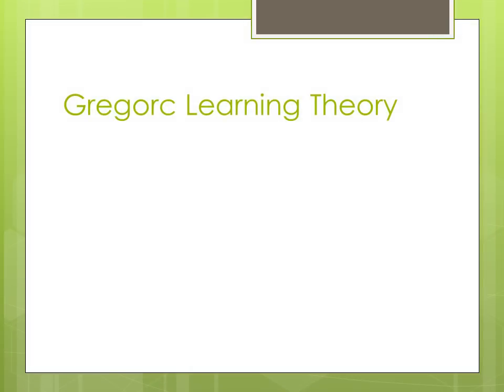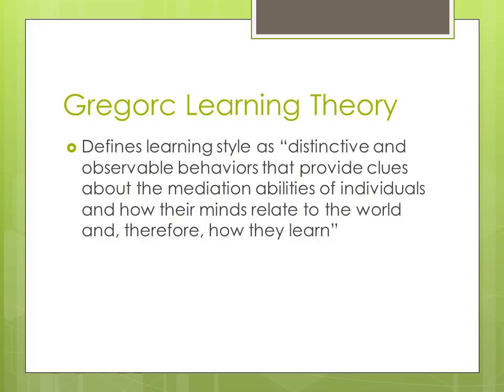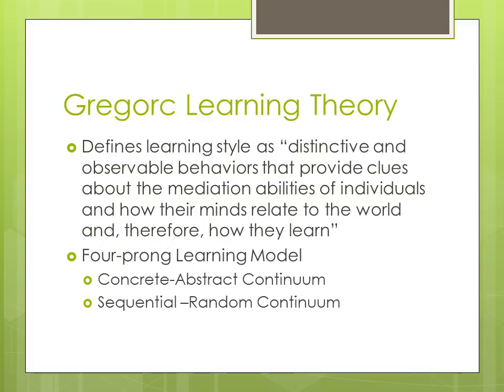Okay, so now we have the Gregorc learning theory, which defines learning styles as distinctive and observable behaviors that provide clues about the mediation abilities of individuals and how their minds relate to the world and, therefore, how they learn. So this is also like the Kolb model, in that it's a four-pronged model. It kind of looks like a plus sign. It's got the concrete abstract continuum from top to bottom, and then the sequential random continuum from side to side.